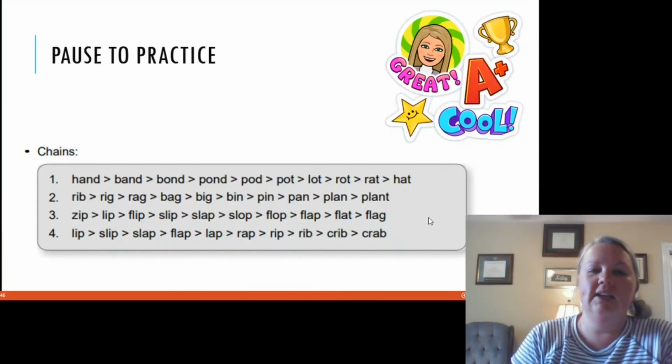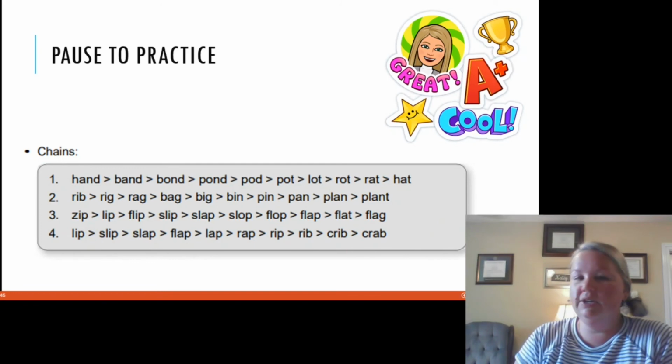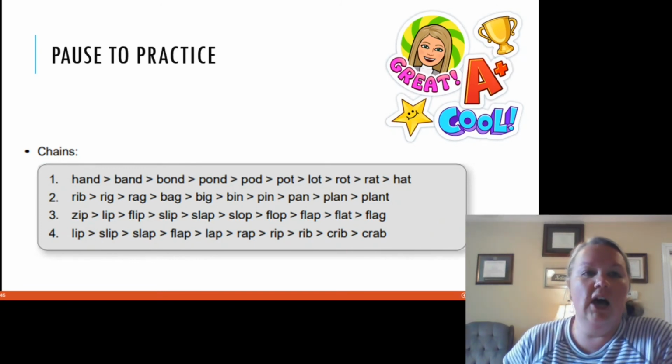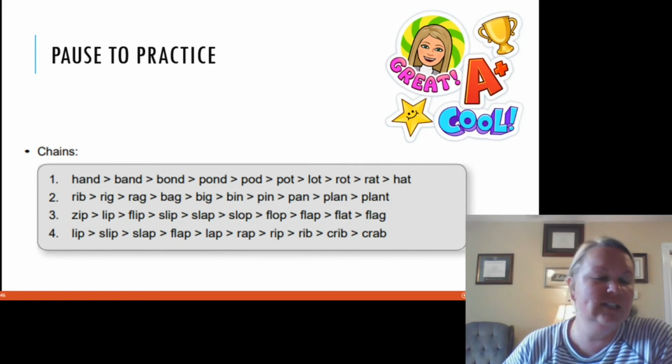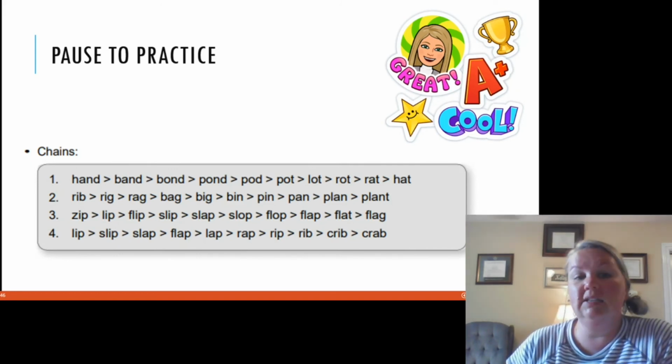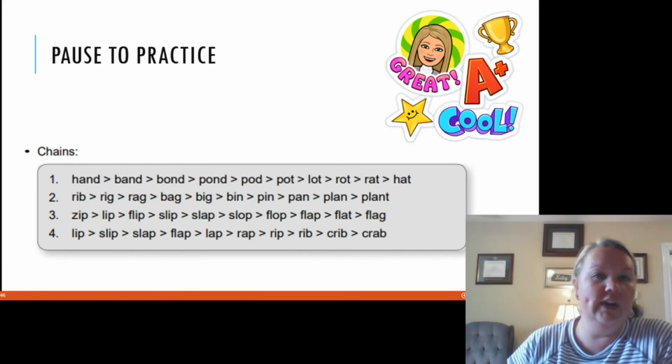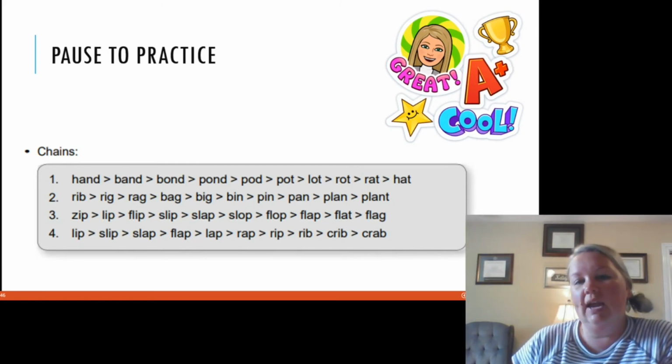All right, so we got done with our chaining. Boys and girls, if you need an opportunity to stop here and practice more chains, if maybe I was going too fast or you just want an opportunity to practice some more, these are ones that you can do with those very same letters that you already have out. So this will be a great place for you to stop and chain some of these together.